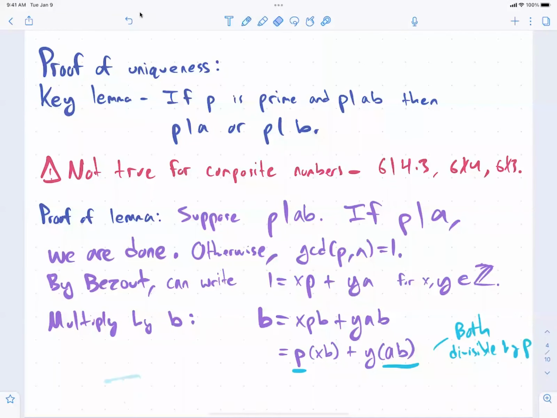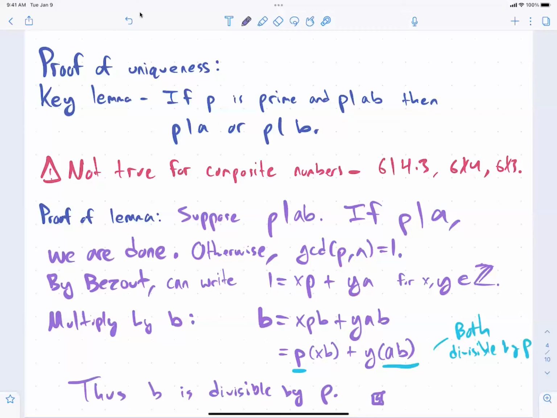Thus, B is divisible by P. Okay, and so we're done. Either P divides A, in which case we're done. Otherwise, we were able to use the fact that the GCD of P and A had to be 1, to do this clever expression, multiply by B, and deduce that B had to be divisible by P. So it's this clever trick using this funny way of writing 1 by the Bézout identity. Good. So that's the proof of the lemma.